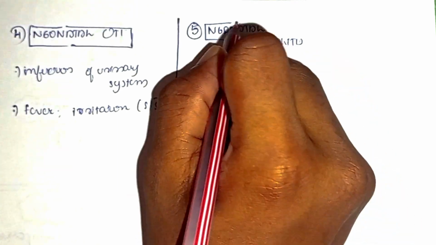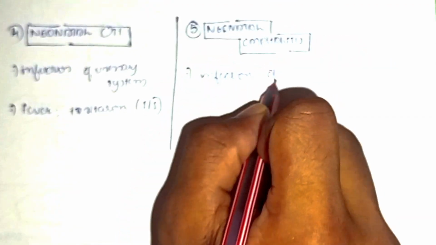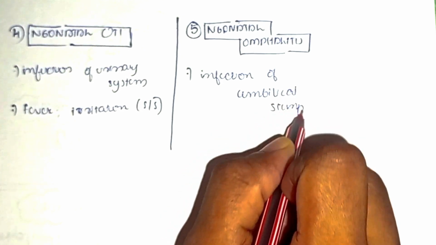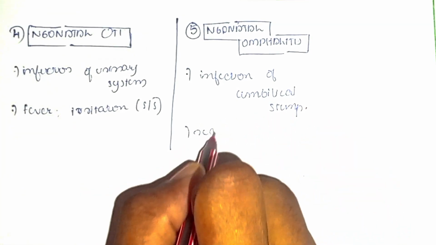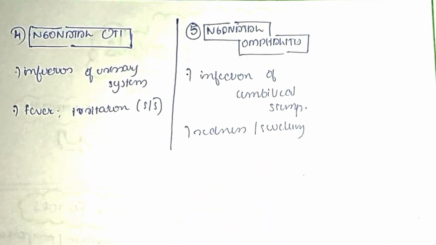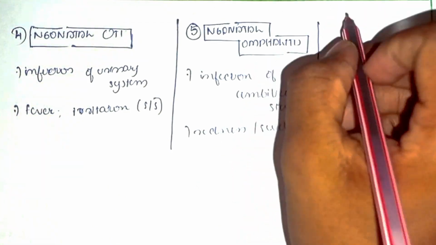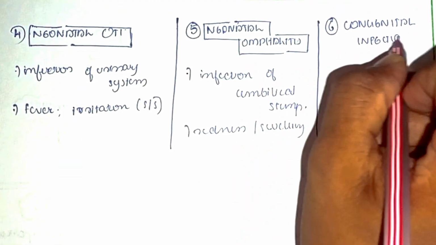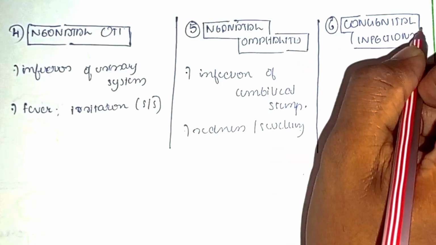And the fifth one is neonatal omphalitis. This is the infection of the umbilical stump and also the umbilical areas. The main sign and symptom, or how we can generally identify neonatal omphalitis, is redness and swelling of the areas around the umbilicus. And the last one is the congenital infection. This is an extra infection, the congenital infection that occurs during the birth of the babies.